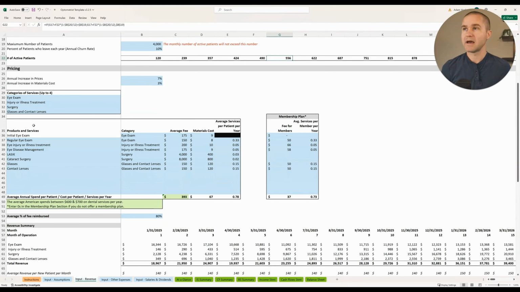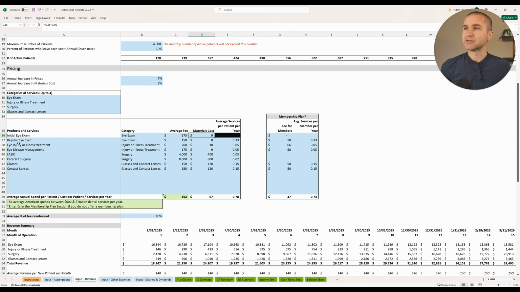From there, we have our different services and products. So we're saying that every new patient is going to have this initial eye exam. And so we've got that set up. And this is highlighted in white because we don't want to actually change this. It's calculated differently and it's set for everybody. Every new patient is going to receive this first service line here. So we've got an average fee of $175 and $9 in material costs, so supplies and any consumables that you need in the process of doing the exam.